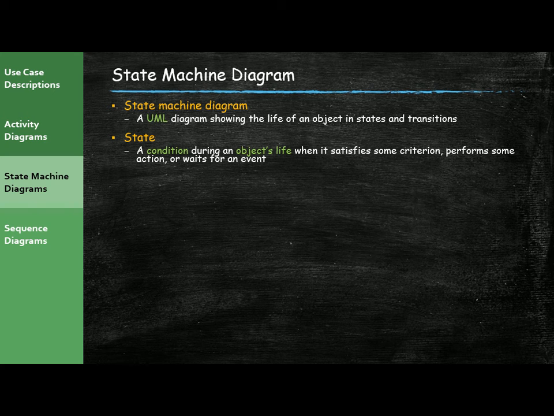A state is a condition during an object's life when it satisfies some criteria or performs some action or waits for an event. So any object can have a state. I like to use the example of Lassie. Dog is our class. An instance of dog could be Lassie. So if we're diagramming states of Lassie, Lassie could have a state of wagging tail and chewing bone.